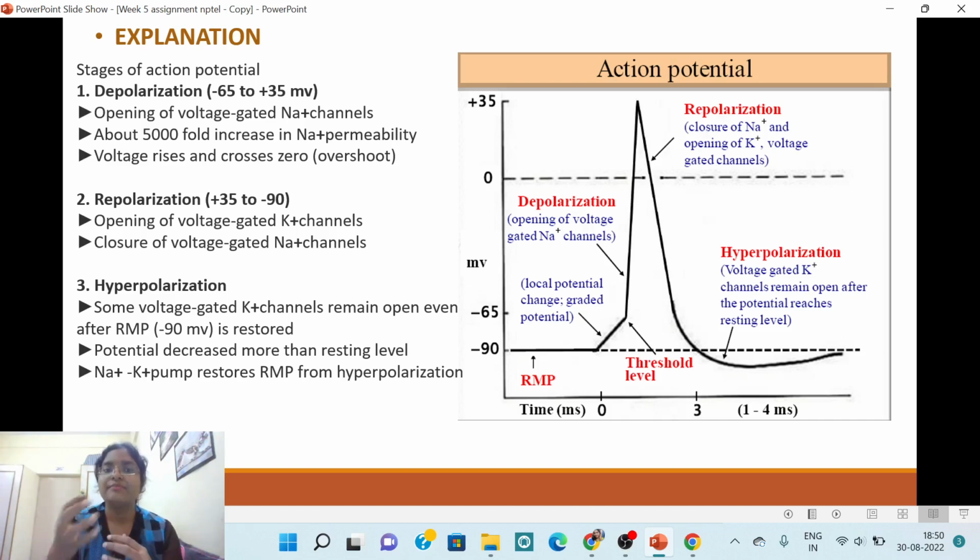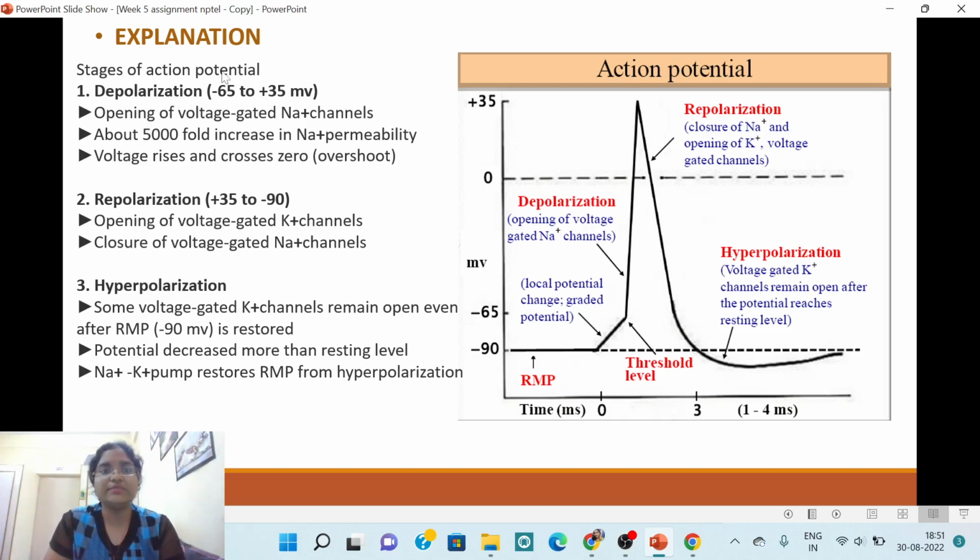That's why the membrane potential of the cell at resting membrane potential is minus 90, and when the voltage gated sodium channels open, the membrane becomes depolarized. That is, the membrane potential starts increasing. It moves towards a positive value, right?